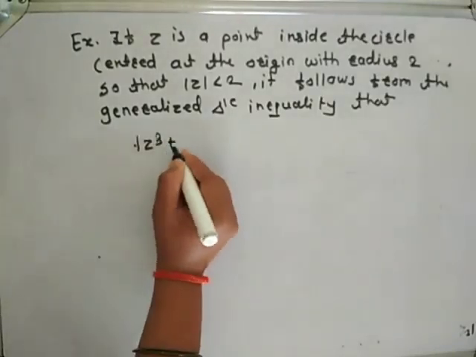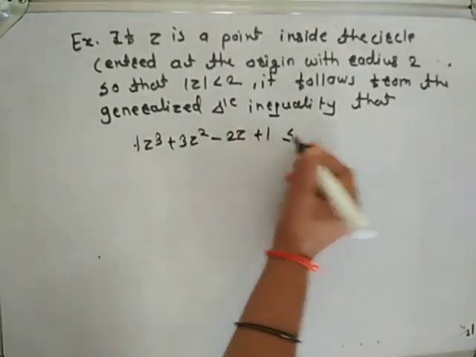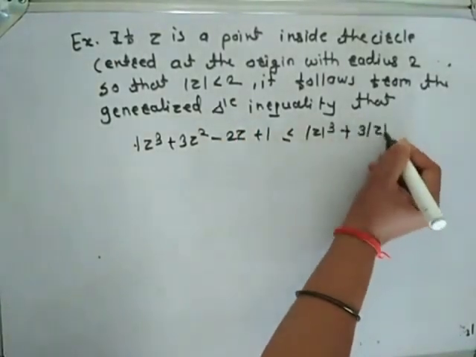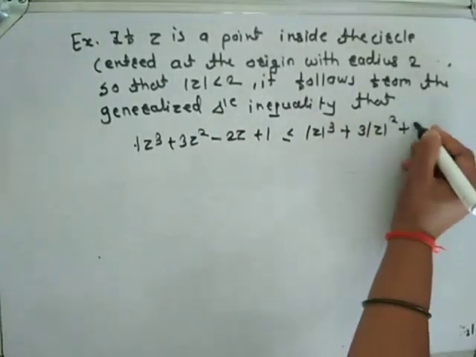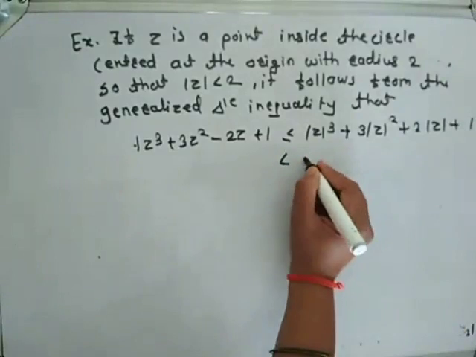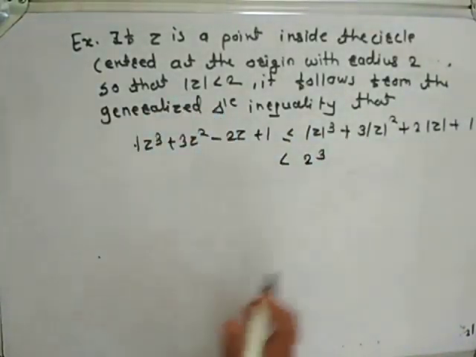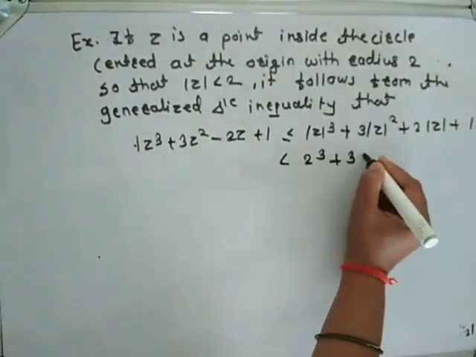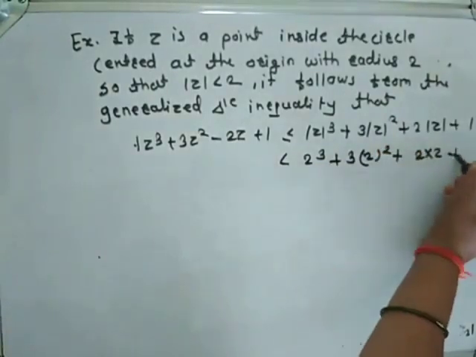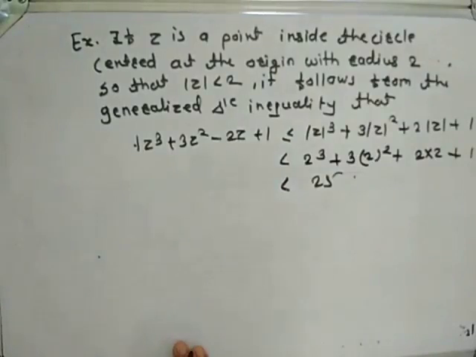modulus of z cube plus 3z square minus 2z plus 1 is less than or equal to mod z cube plus 3 into mod z square plus 2 into mod z plus 1. This is strictly less than, here mod z is less than 2, that's why 2 cube plus 3 into 2 square plus 2 into 2 plus 1. This is nothing but 25. Okay.